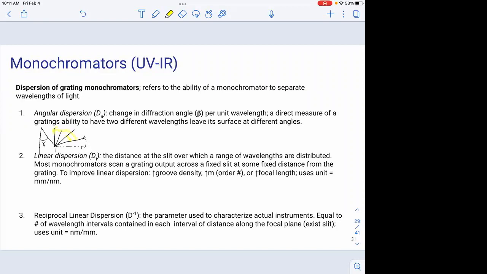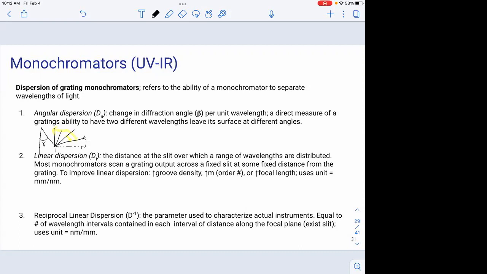So this is defined as the change in diffraction angle per unit wavelength, and we use it as a direct measure of a grating's ability to have two different wavelengths leave its surface at different angles. So, the ability for how well dispersed a polychromatic light will be in terms of its monochromatic components as it leaves the grating surface.